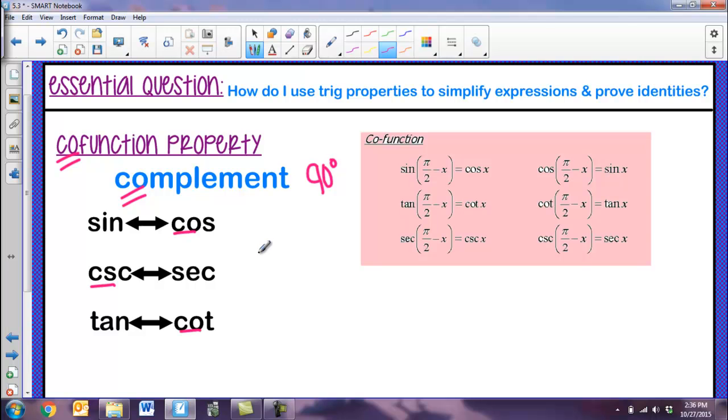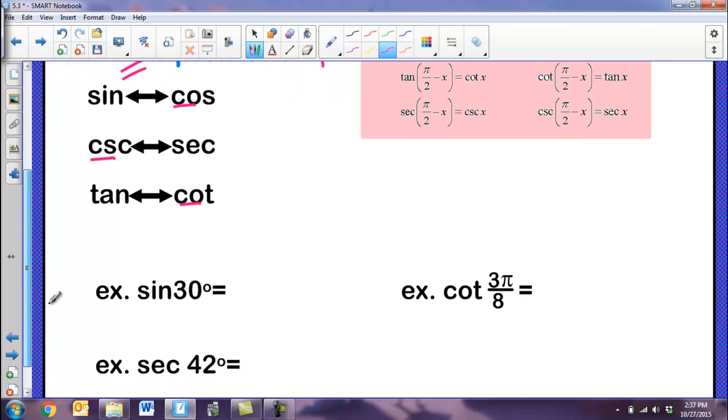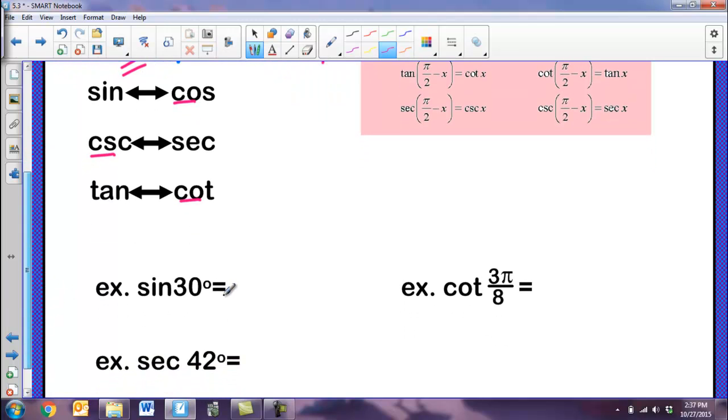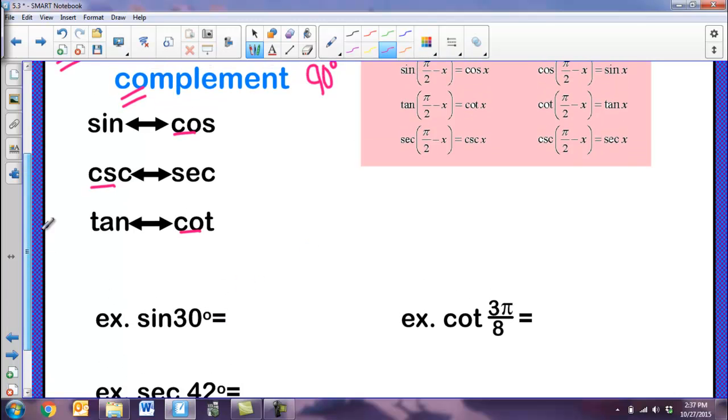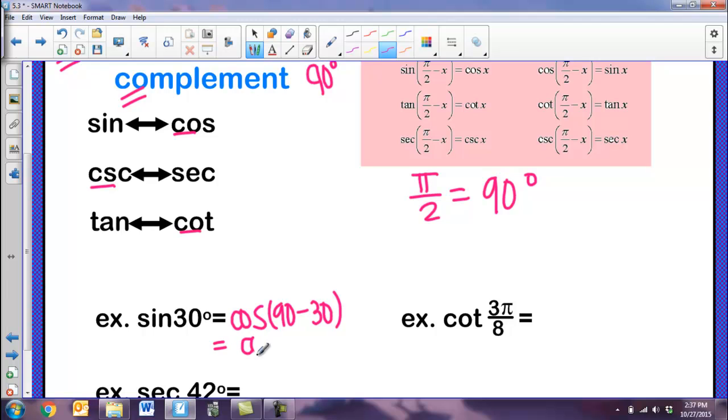Okay, so basically what the cofunction property is telling you is that if you have the sine of 30 degrees, what you're looking at here is you can actually rewrite this, and that's what these guys are saying up here. If you remember, pi over 2 is equal to 90 degrees, because we're thinking about complementary angles. And so I can take this and rewrite this as cosine of 90 minus 30, and that would get me cosine of 60, because we're dealing with that unit circle.